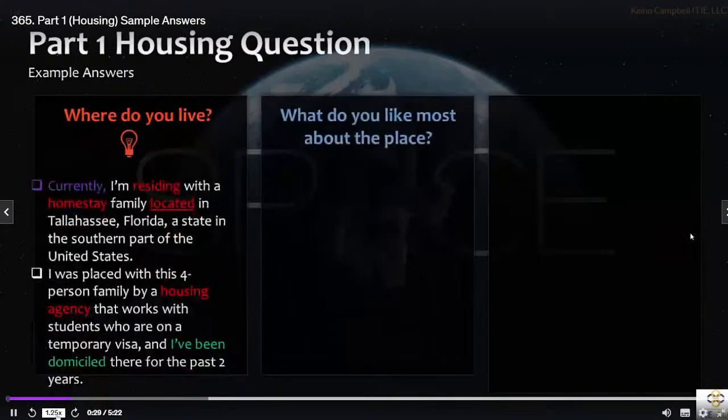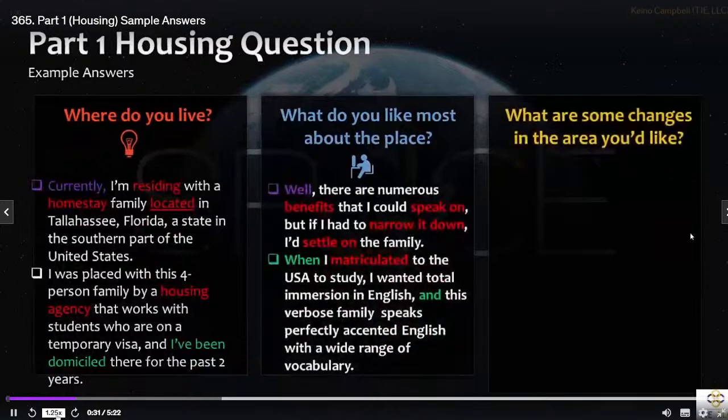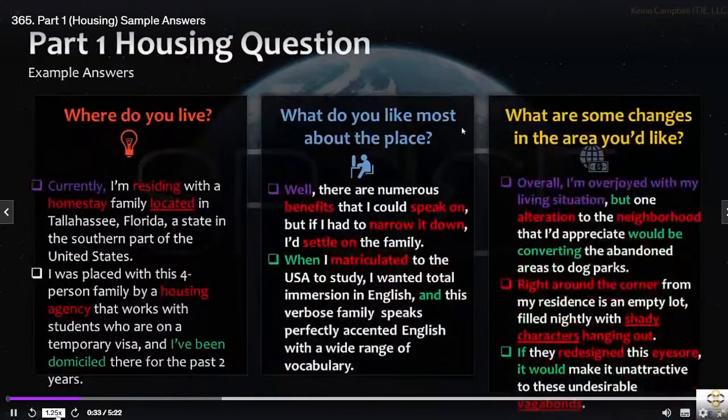So, of course, it might be something as straightforward as, where do you live? And a typical answer might be like this. Currently, I'm residing with a homestay family located in Tallahassee, Florida, a state in the southern part of the United States. I was placed with this 4-person family by a housing agency that works with students who are on a temporary visa, and I've been domiciled there for the past 2 years.